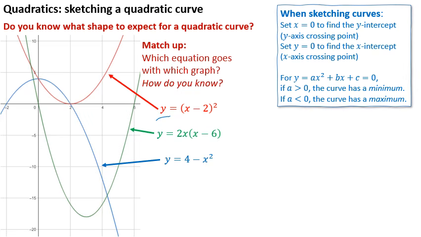We talk about the long-term behavior of a function or a graph. In other words, as x gets very, very big, what happens to y? Or as x gets very, very low, massive negative numbers, what happens to y? And for a quadratic, that is dictated exclusively by the number in front of x squared.